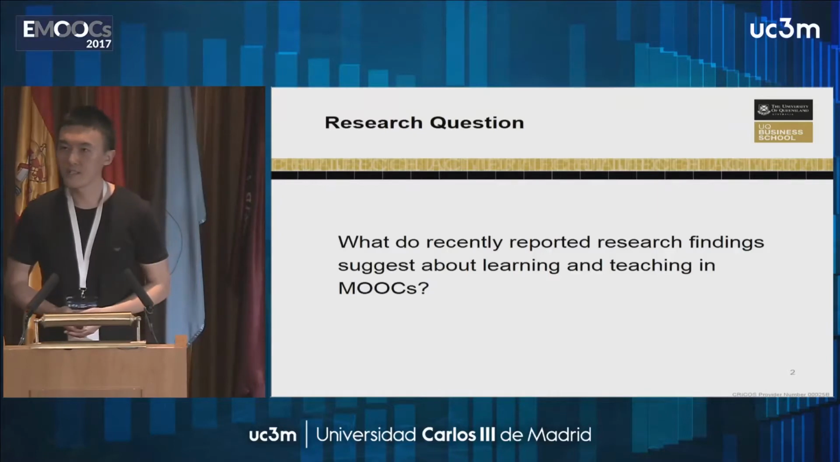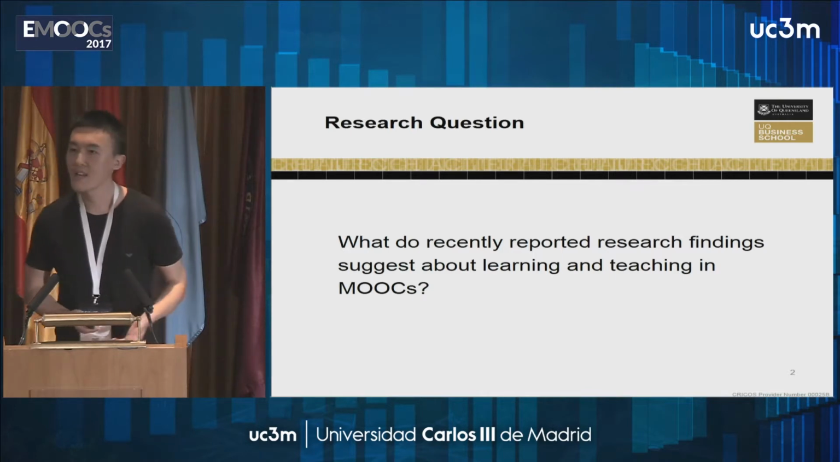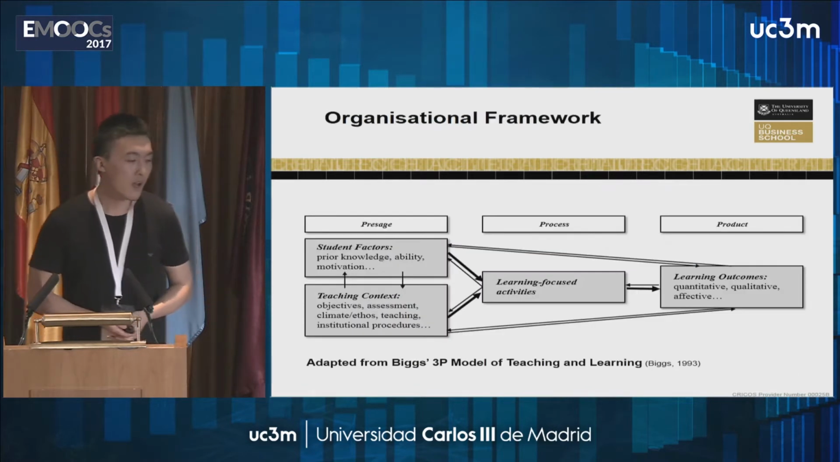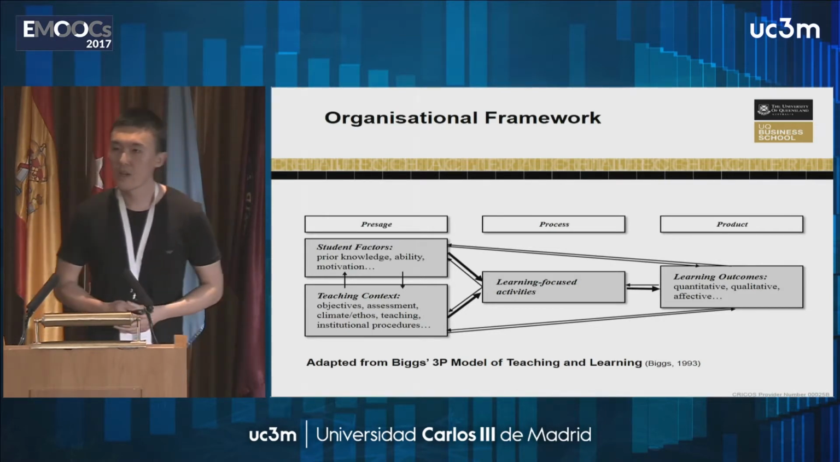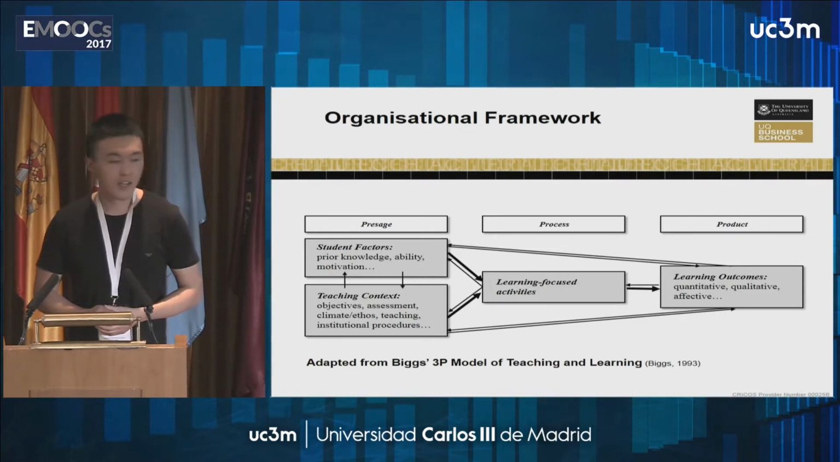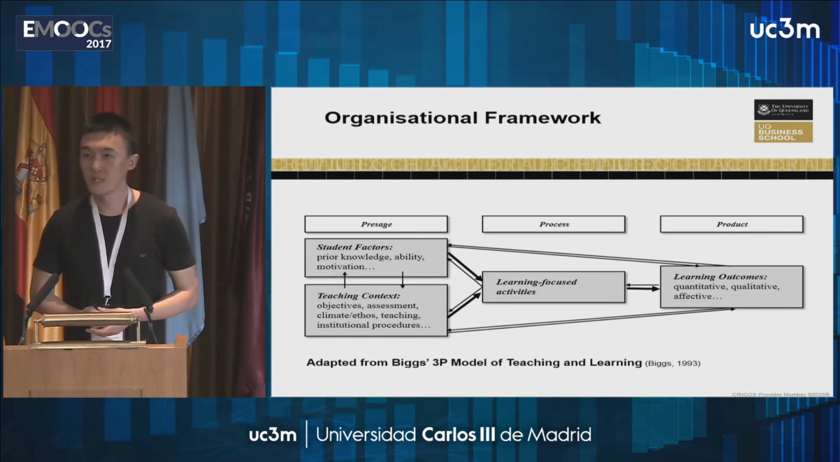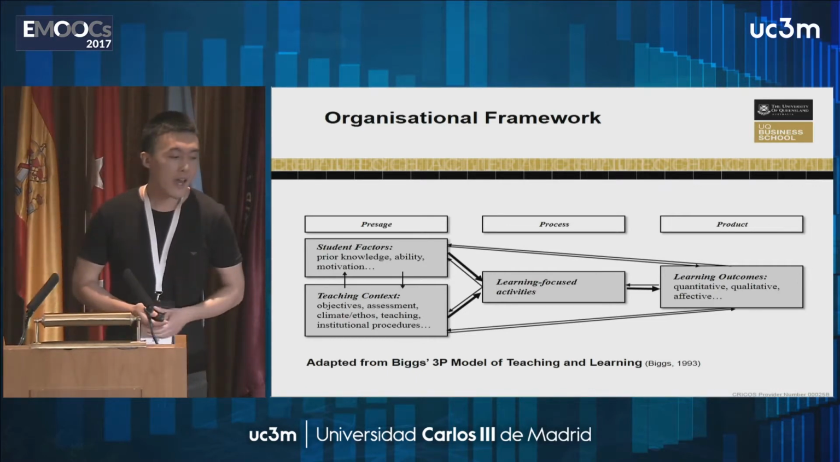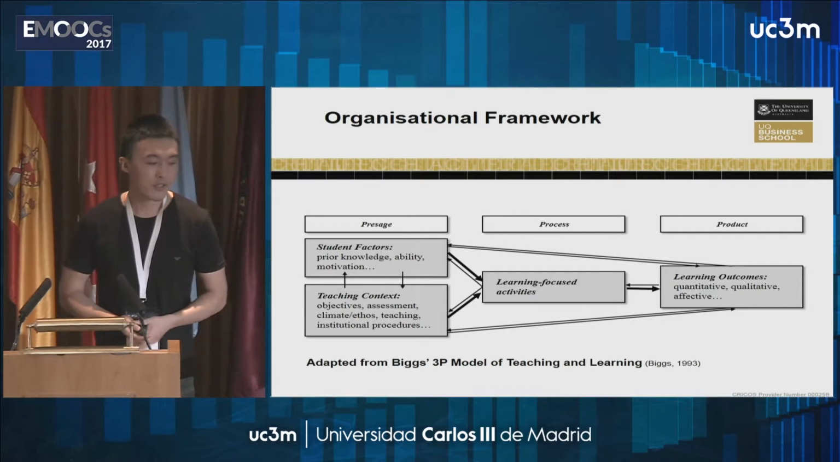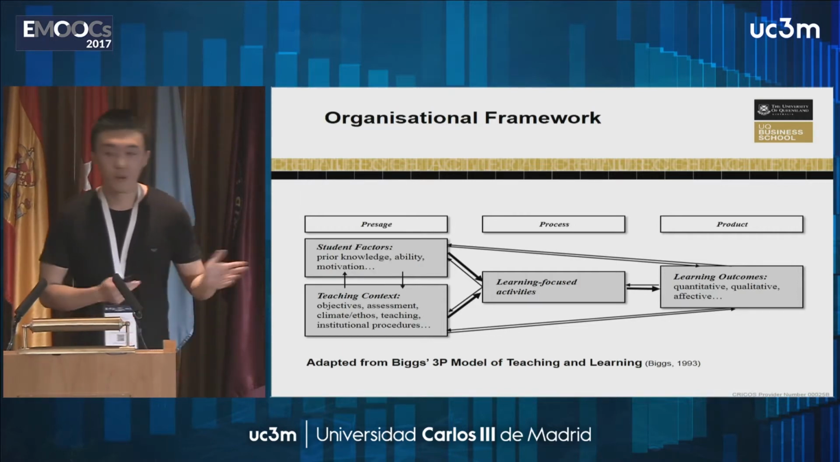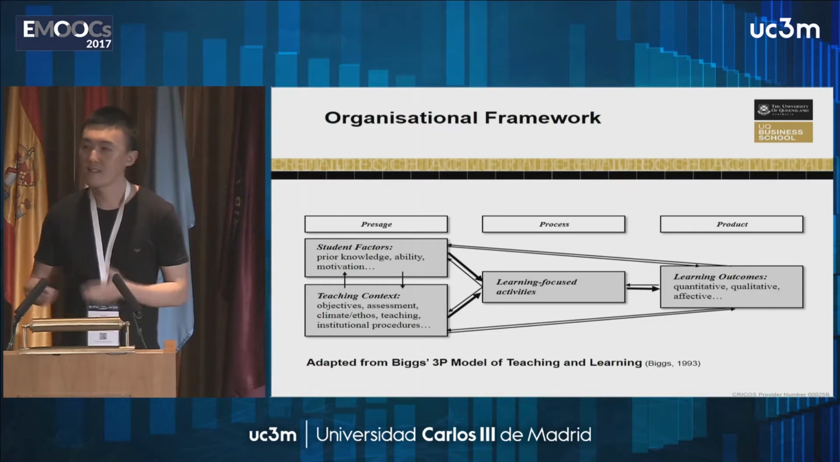So the key research question is: what do recently reported research findings suggest about learning and teaching in the context of massive open online courses? Well, learning and teaching is a very broad concept, so we need to narrow it down. That's why we adopted the Biggs 3P model of learning and teaching to organize our research. This framework was adopted because it is heuristically useful. It divides the learning and teaching process into three related but distinct stages: presage, process, and product. Before learning takes place, during the learning process, and after learning is completed, after the MOOC is completed.